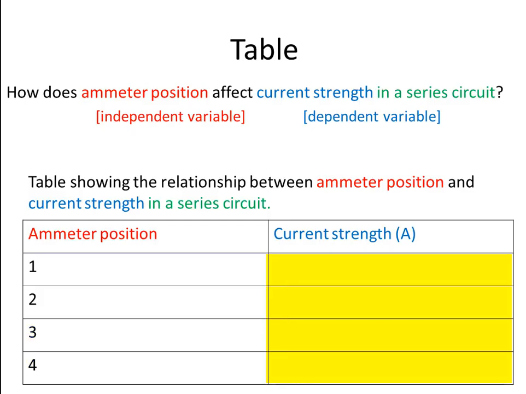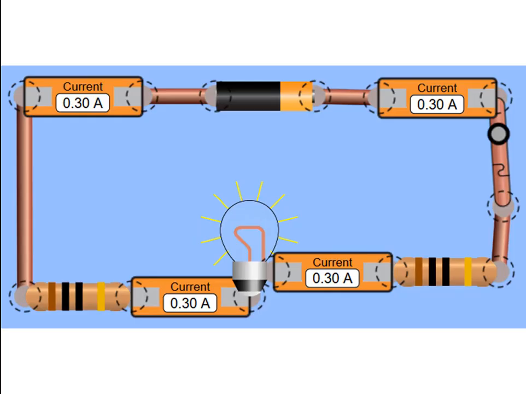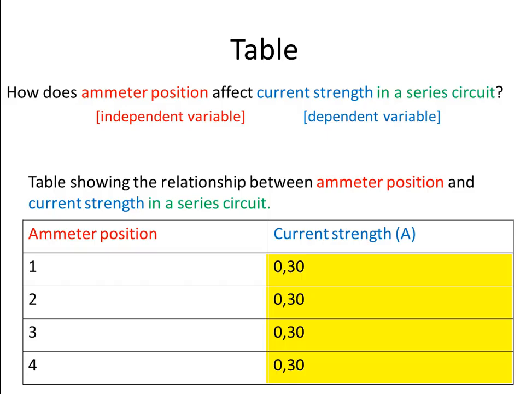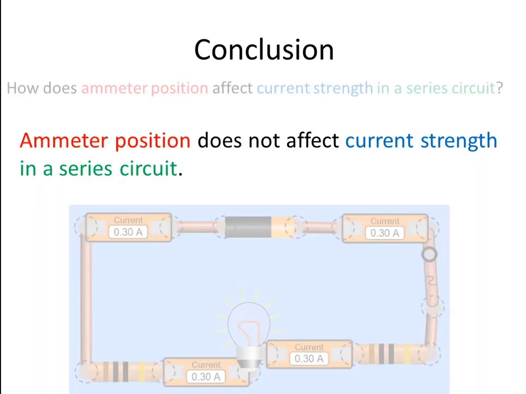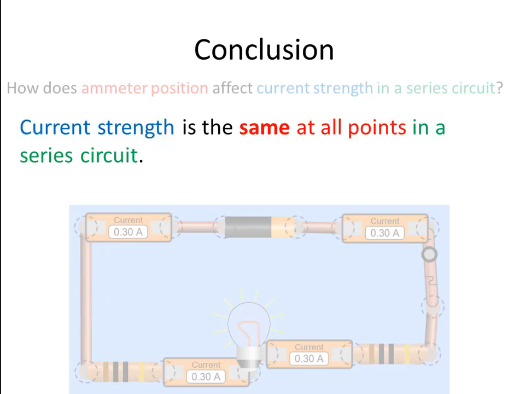Now we need to put the current strengths that we measured in our simulation into the table, and we found 0.3 amperes at every position within the circuit. So we put that into our table. So what is our conclusion? How do we answer this question? How does ammeter position affect current strength in a series circuit? And I hope what you said is ammeter position does not affect current strength in a series circuit. Or put another way, current strength is the same at all points in a series circuit.